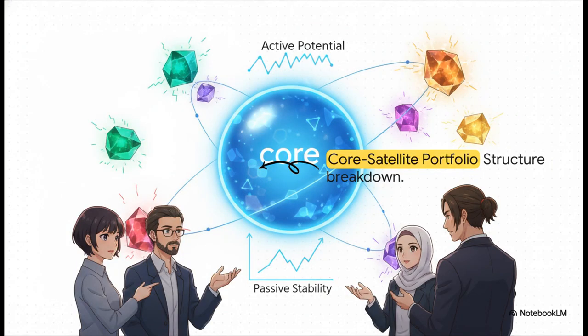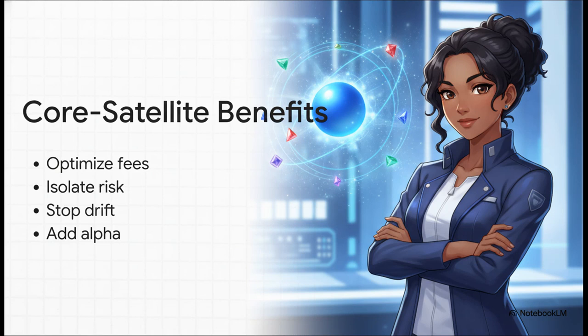I've got to say, the core satellite framework is just incredibly powerful. It basically locks in cheap, passive market stability right in the center. That's your core, while you deploy your specific risk budget on those high-conviction, alpha-seeking satellites out on the periphery. It's the ultimate compromise. And honestly, this is exactly why PMs love this model on the desk.